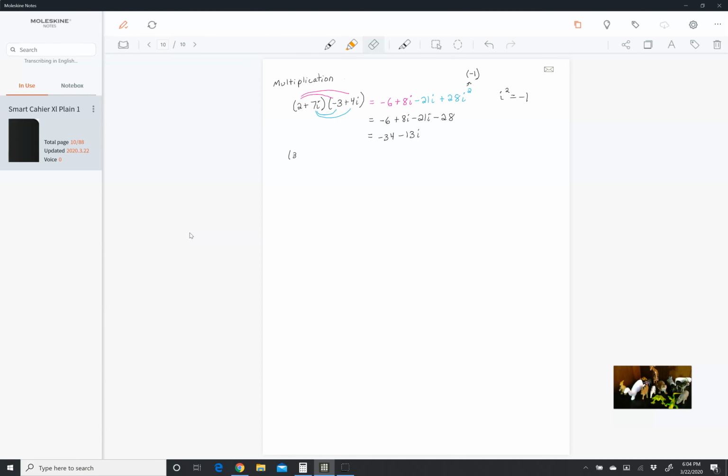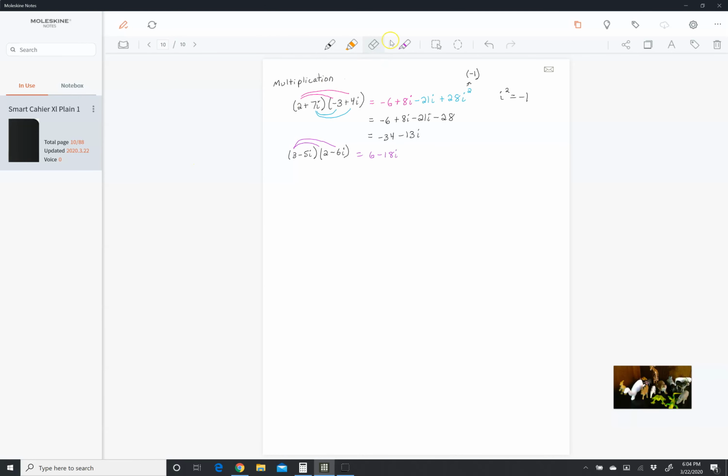3 minus 5i times 2 minus 6i. So again, the real number is going to be distributed to both the 2 and the negative 6. So the 3 times 2, 3 times negative 6. So we get 6 minus 18i.